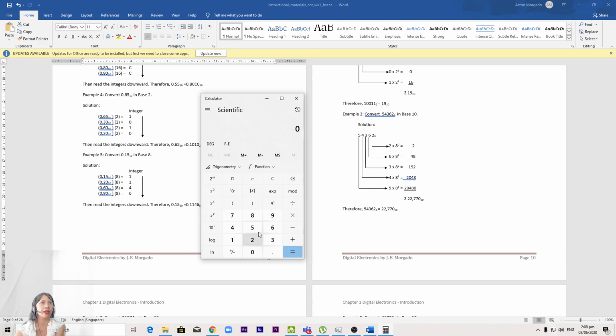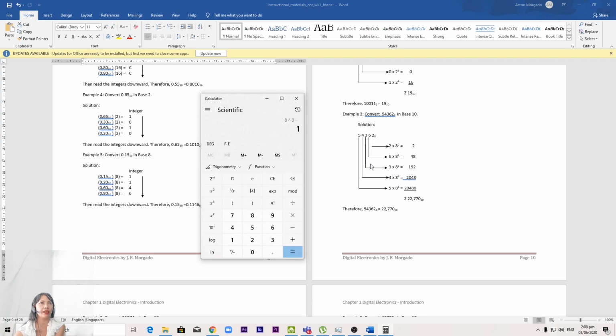Let's prove it. 8 raised to 0: any number with an exponent of 0 is 1. So in effect, 2 times 1 is 2. Next, 6. What is the exponent of the second digit? So 6 times 8 raised to 1. 6 times 8 is actually 48.